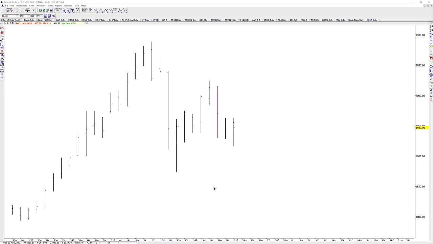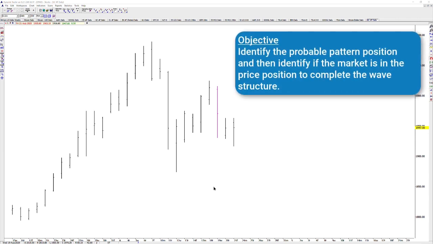We'll take a look at a 5th wave ending diagonal, where a market makes a new high, but in that 5th wave the sections are overlapping, indicating that it's the final section of a trend, and the price relationships of that. Our objective is always that once we identify the probable pattern position, what more than likely is going on, then we can use price relationships to help us identify if that market's in a position to complete that wave structure or pattern. And that's the whole objective here.